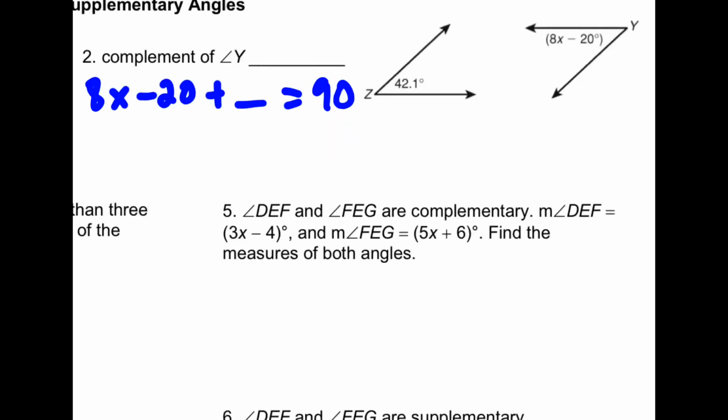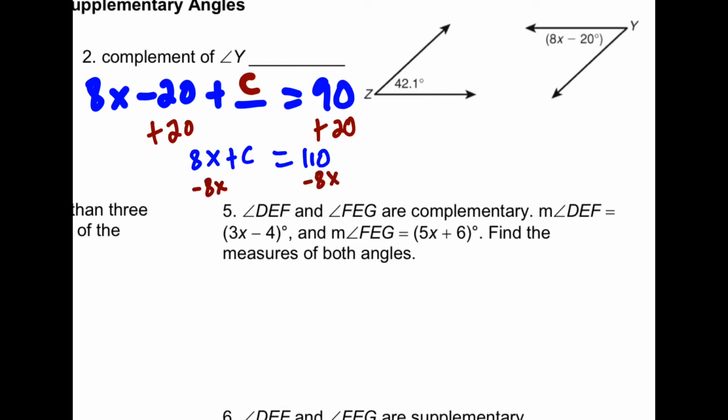Same idea. This angle, whose measure is 8x minus 20 degrees, I add something to it and I get 90. So I'll stick in a C here for complement. I'm not going to be able to solve this because of the variable, but if I move everything over to the other side by adding 20 and then subtracting 8x, the complement can be 110 minus 8x degrees.